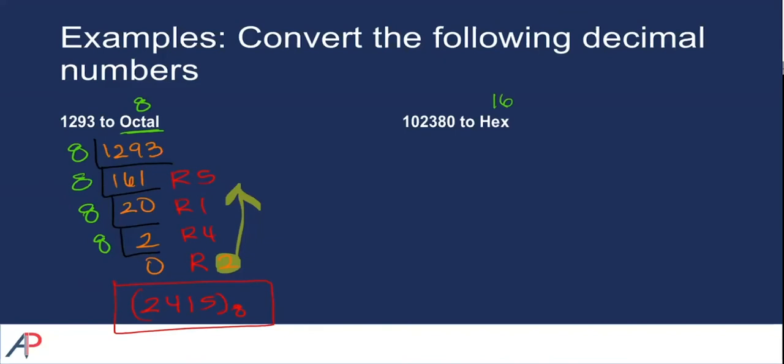Same thing, the same exact process. It's just that we have this massive number, 102,380, and we are going to divide this by 16. I'm going to use a calculator because I don't know that number off the top of my head. And we get that the quotient is 6,398, and we have a remainder of 12.